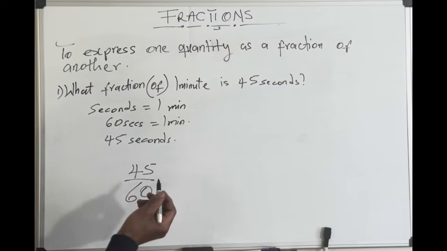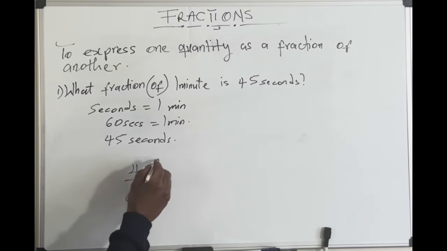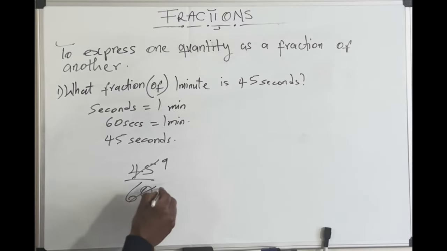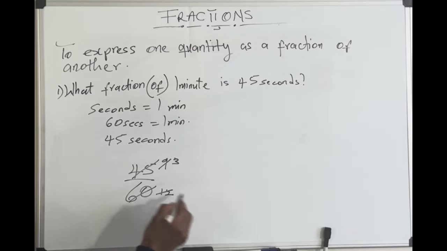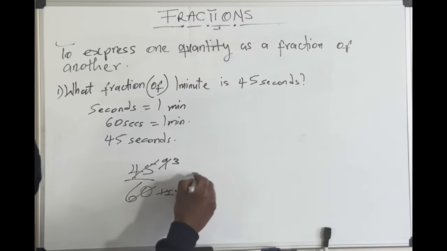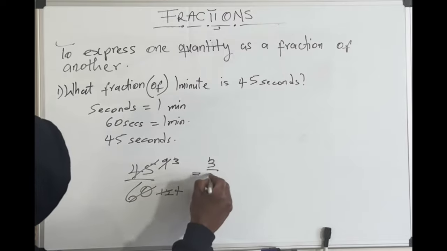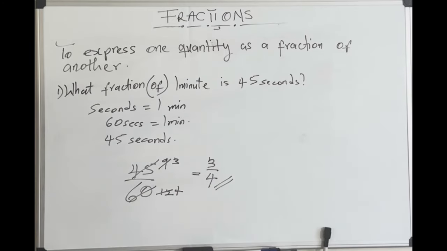So let's use 5 to cancel through. 5 goes here, 9 goes here, 12. 3 goes here, 3 goes here, 4. So our final answer will be 3 over 4.